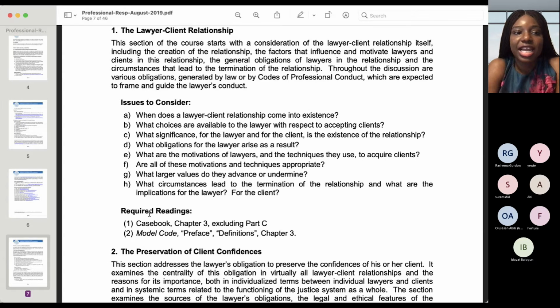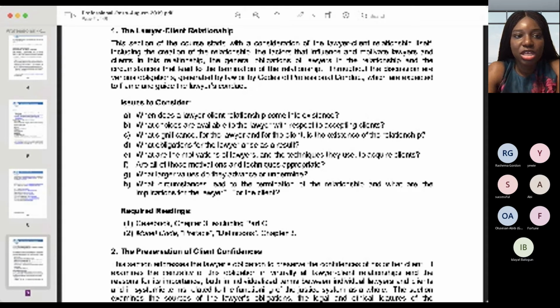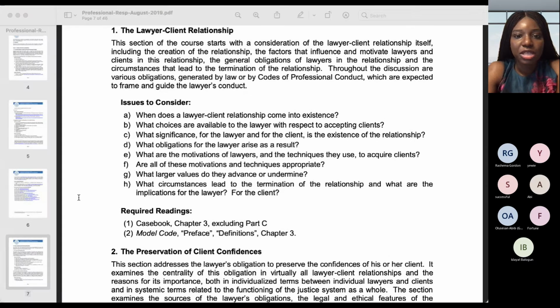What's the significance for the lawyer? So basically, like I said in the beginning, there are issues to consider in every section of your syllabus. And after you've read that particular section, it makes sense to come back and look at the issues to consider to make sure that you are actually on top of the information that you need to know for that particular segment. Okay.